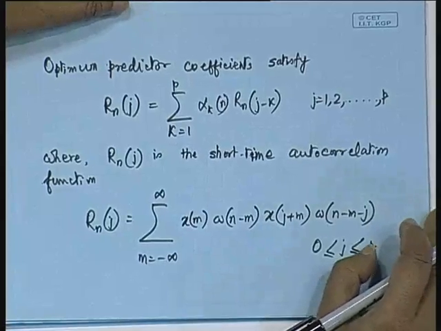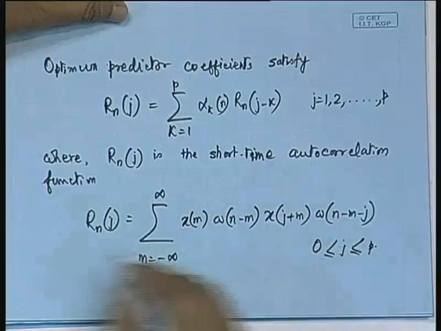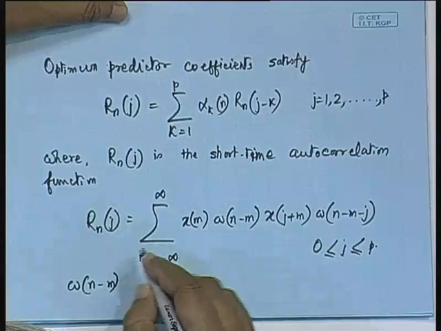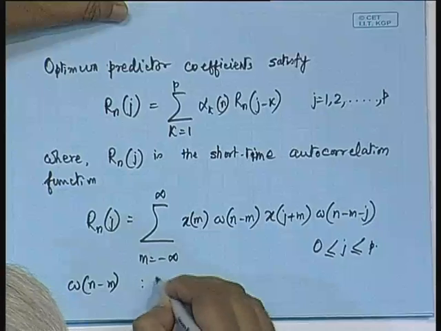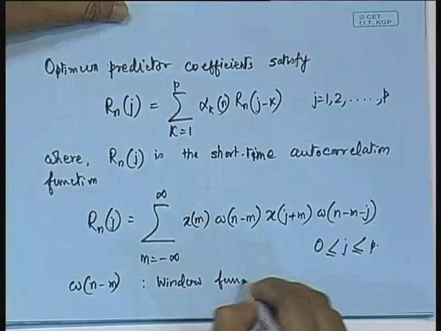So, this is the definition of the short time autocorrelation function, and w of n minus m is the window function which is positioned at n.